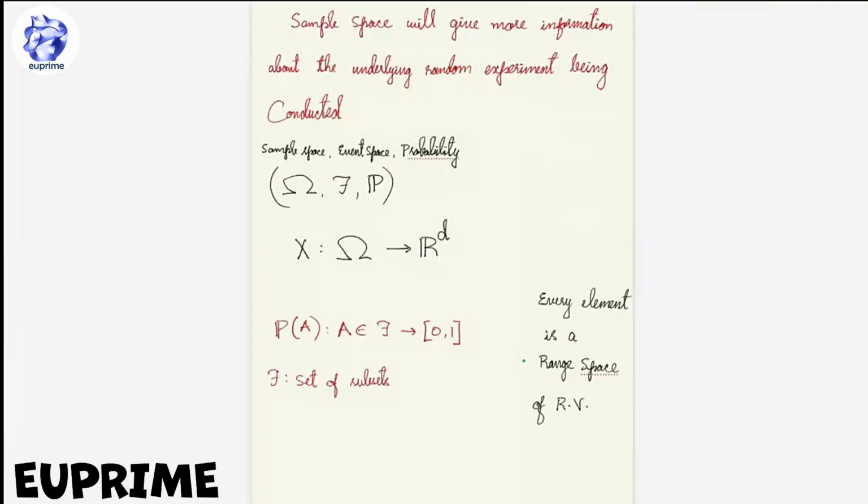Sample space will give you more information about the underlying random experiment being conducted. Again, this is repetition. Every element of this is in the range space of the random variable, which is true.